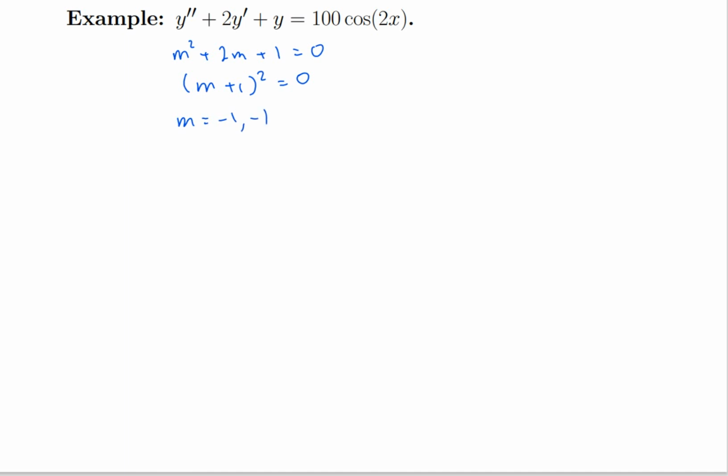So this is the case of a repeated root, so the complementary solution is c1 e to the minus x plus c2 times x e to the minus x. To get the second linearly independent solution, we multiply it by x.